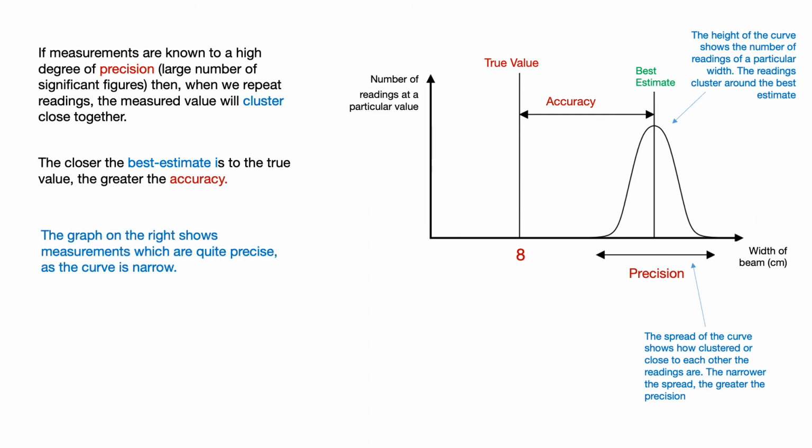And on the right then, the graph is showing a fairly precise set of measurements because the curve is quite narrow, it's not too well spread out. However, the best estimate is not very good, it's not a very accurate measurement, because it's quite far from the true value. So it's possible to have a best estimate which results from quite precise readings, but which is nonetheless not that accurate.